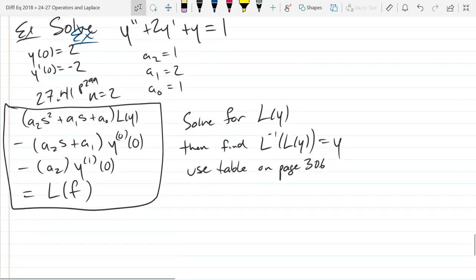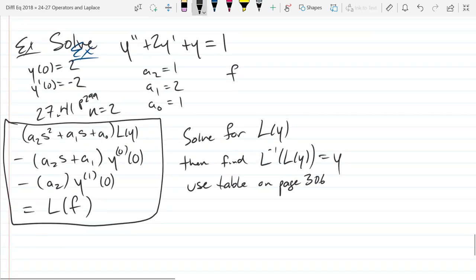Oh, what is our f function? What's the one thing we haven't used yet? The one. So f of x is that one over on the other side. It's the function your ODE equals. So that's your f function. So f of x is 1, or in our lazy notation, f is just 1.